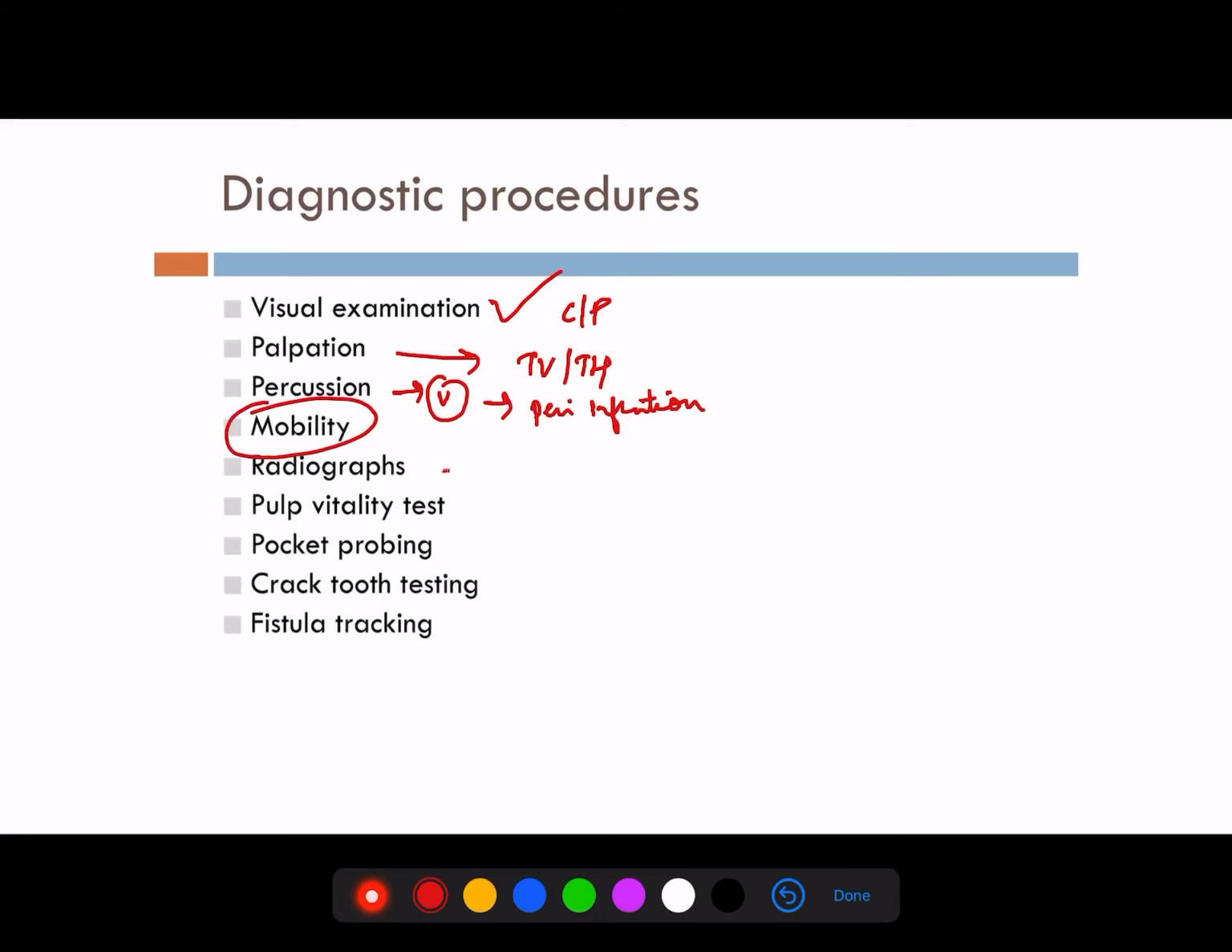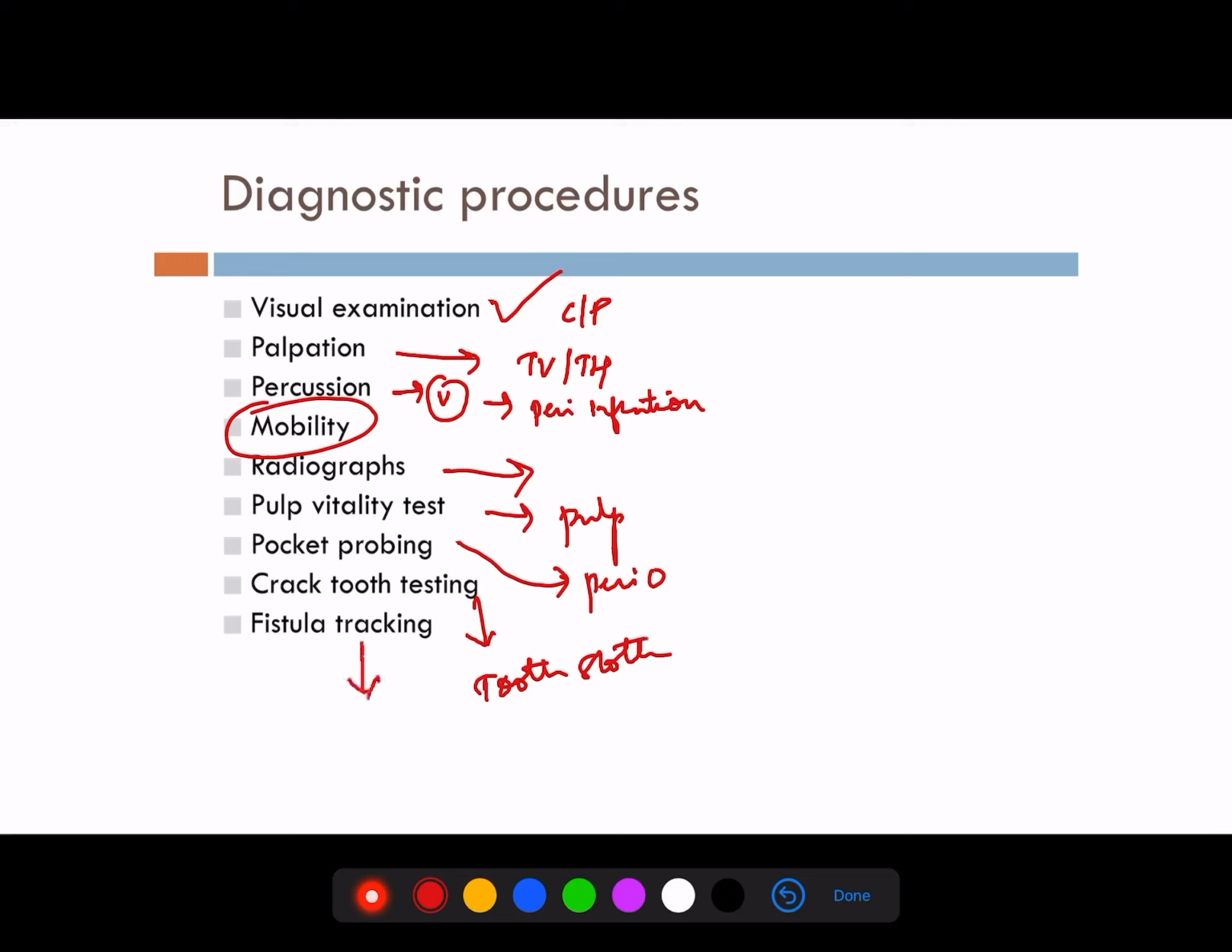Your radiographs may give some clue about the extent of dental caries approaching the pulp, whether it is a pulpitis, or they can give an idea about the bone loss. Your pulp vitality is going to give the viability of the pulp, and your probing is going to give the viability of the periodontium. Your cracked tooth test, your tooth slooth, all these things are useful in finding out if there is any chance of fracture.